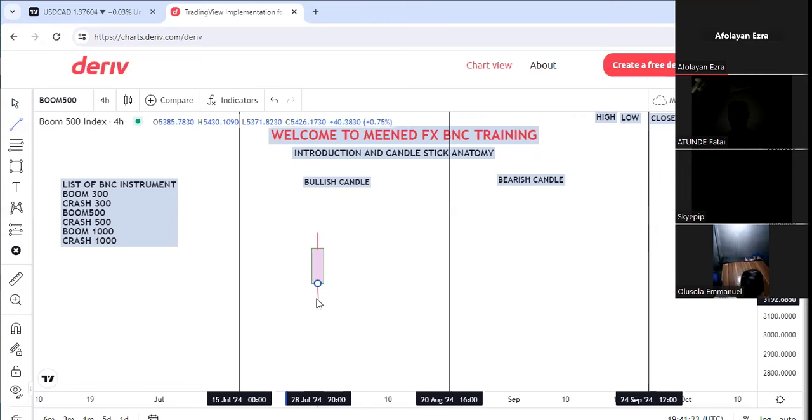Naturally, if you open your MetaTrader 5, generally bullish candles are always in green color, and bearish candles are always in red color. So bullish candles are the green, and bearish candles are oftentimes the red colored candles. Now, how do we mark this?